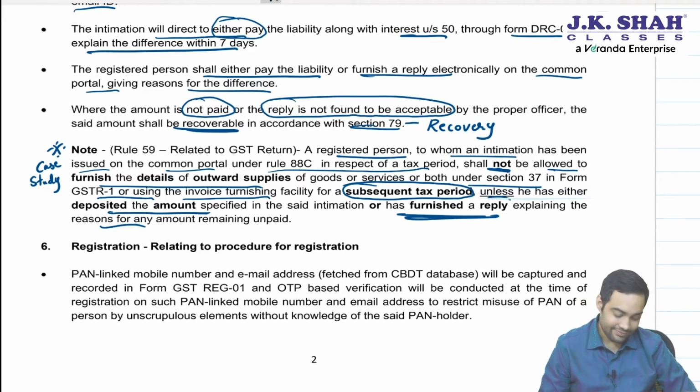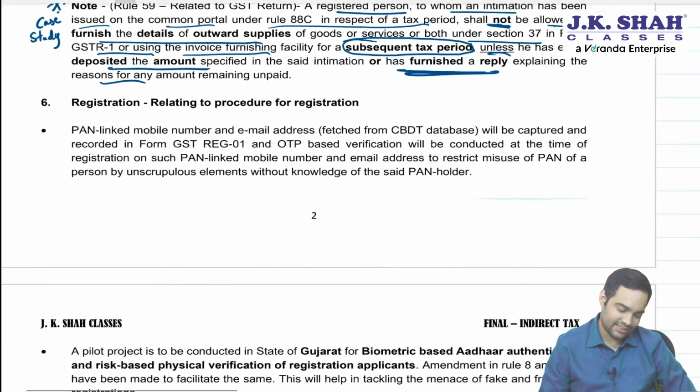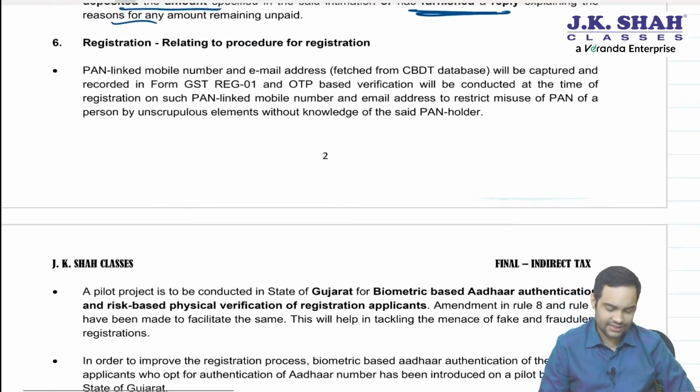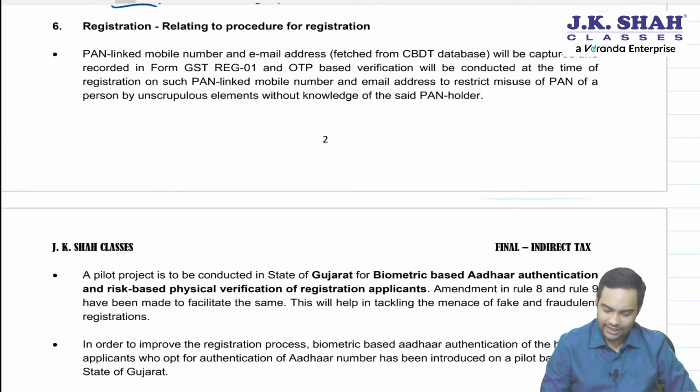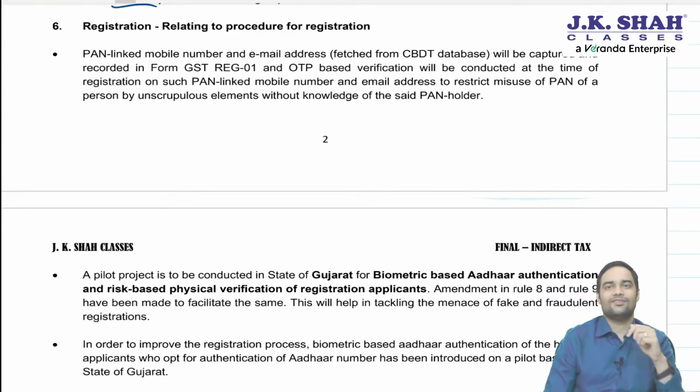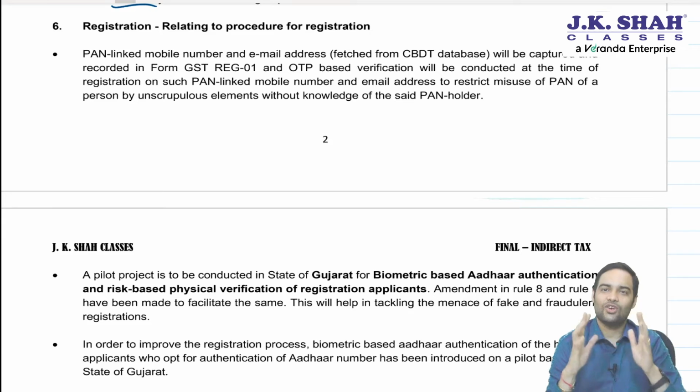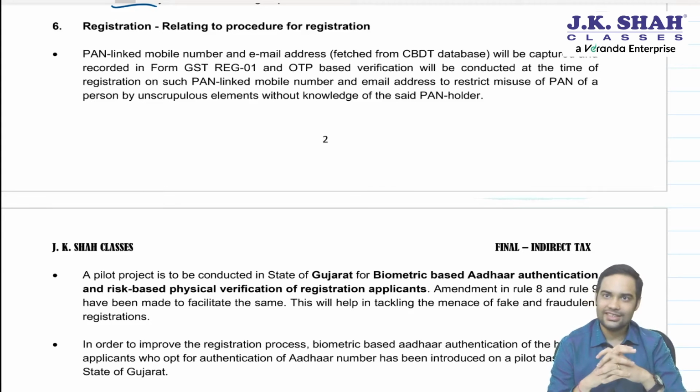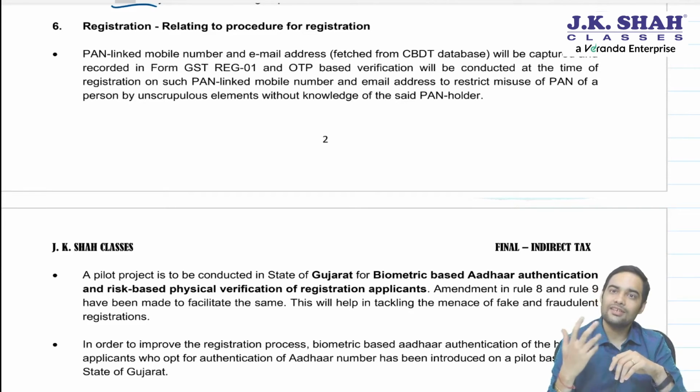Okay. Now coming to registration. People, some procedural changes have happened in registration. Let me tell you about it. First, there were a lot of cases where the PAN of some other persons were being used to take GST registration, and in such cases there was one difficulty which was happening. Actually, there was no such person who was liable, but the registration was being taken.